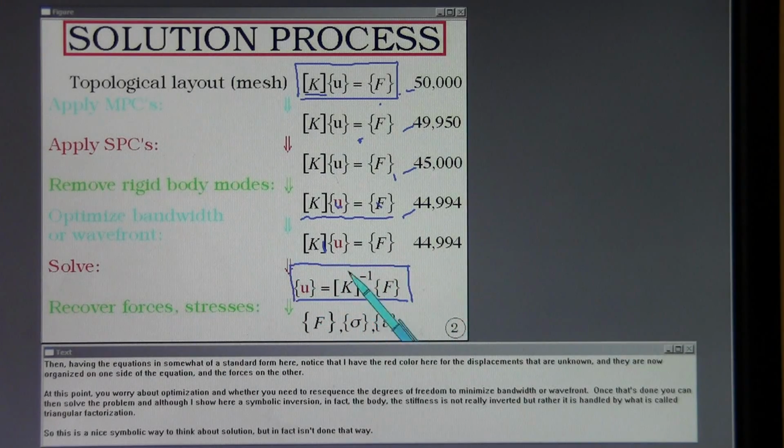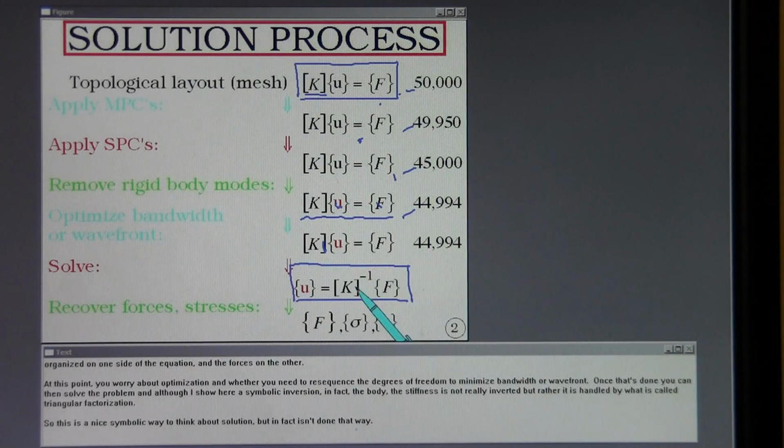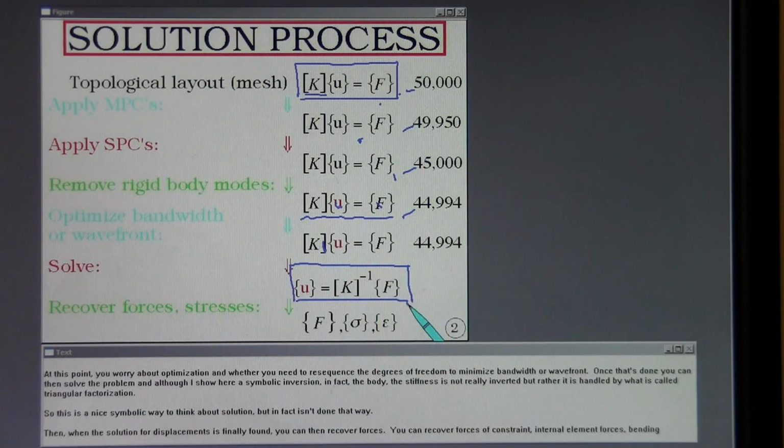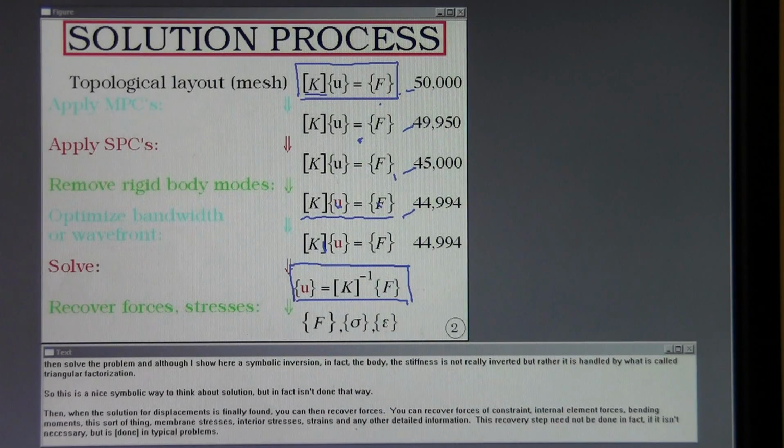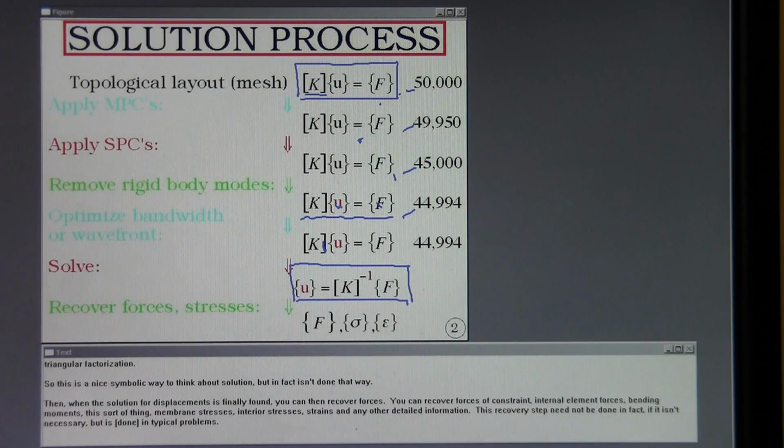Once that's done, you can then solve the problem, and although I show here a symbolic inversion, in fact the stiffness is not really inverted, but rather is handled by what is called triangular factorization. So this is a nice symbolic way to think about solution, but in fact isn't done that way. Then when the solution for displacements is finally found, you can then recover forces. You can recover forces of constraint, internal element forces, bending moments, membrane stresses, interior stresses, strains, and any other detailed information. This recovery step need not be done if it isn't necessary, but is in typical problems.